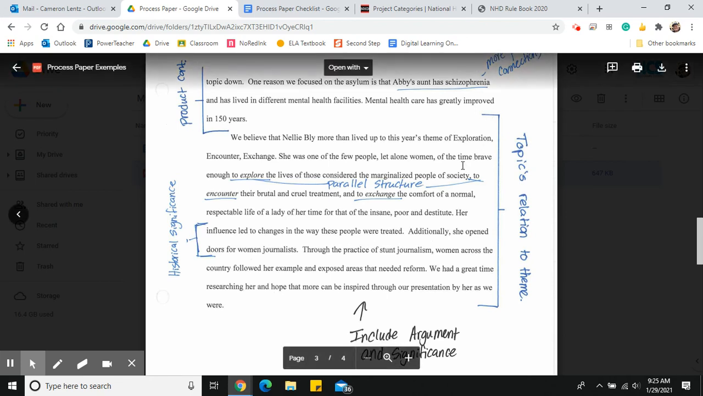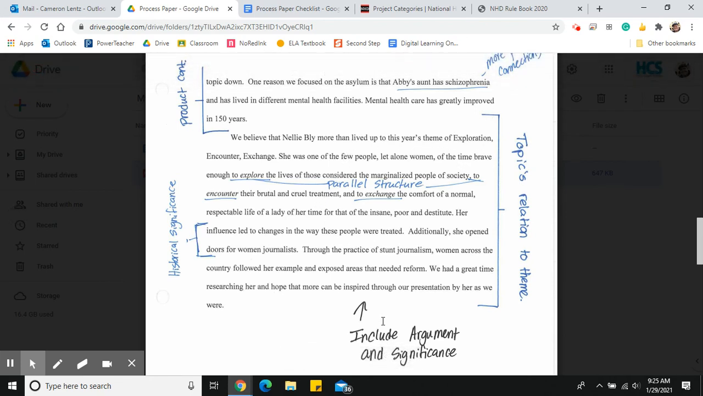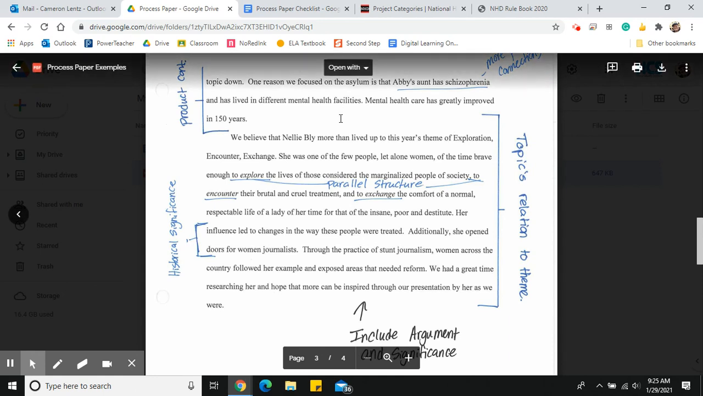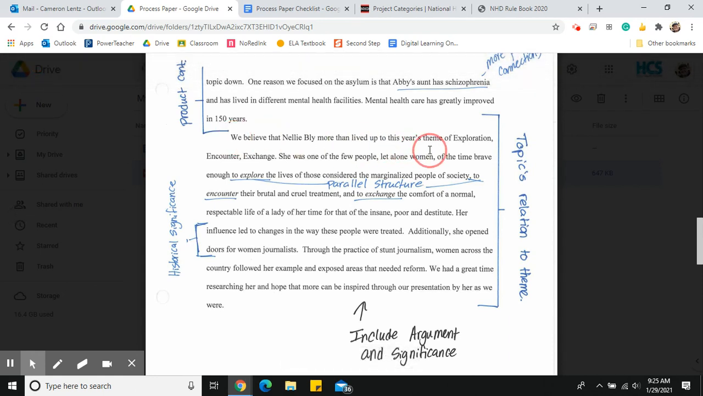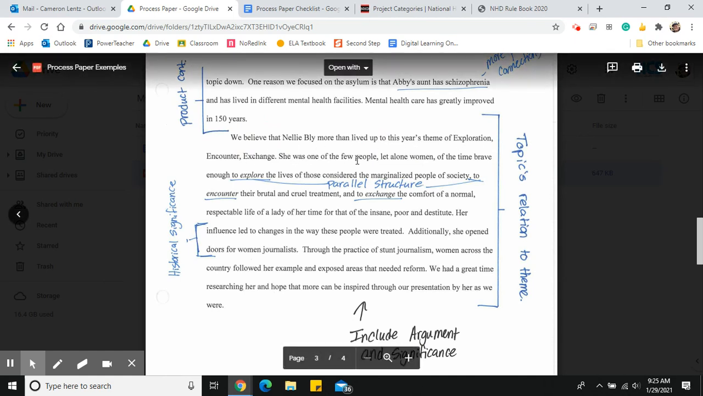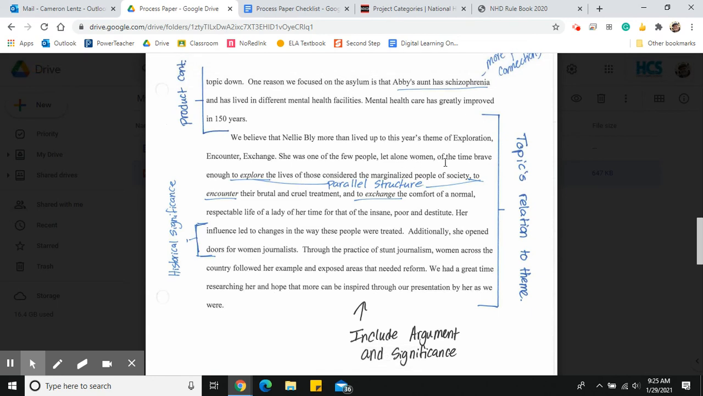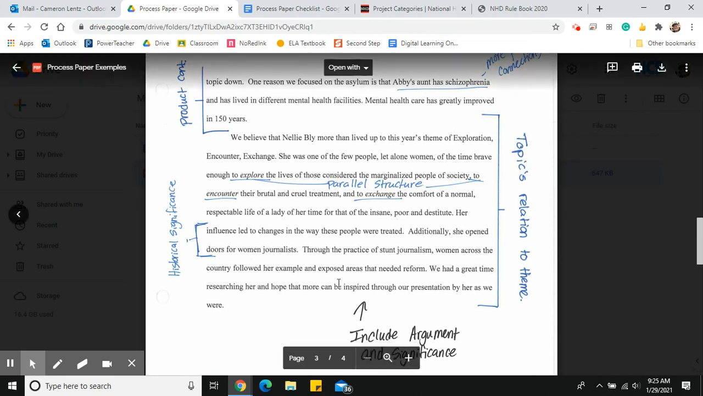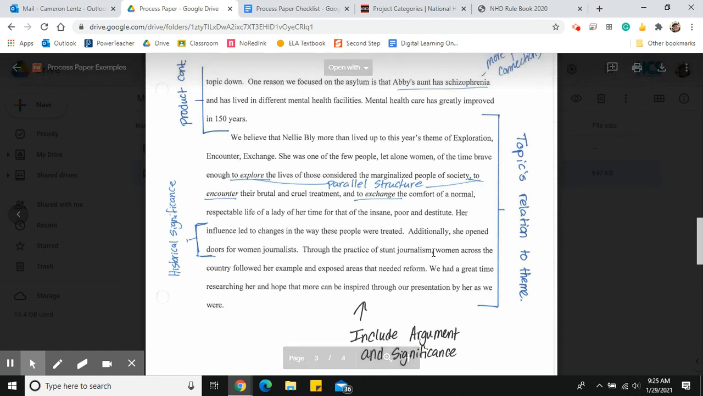So now, obviously, they're not just explicitly writing their thesis here, but they're explaining how they believe Nellie Bly related to that year's theme of exploration, encounter, and exchange, and then they talk about her significance, and then you could segue into their argument. What's the thing that your topic, that your product, excuse me, is presenting?